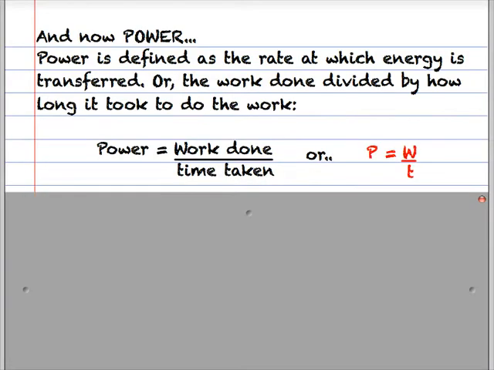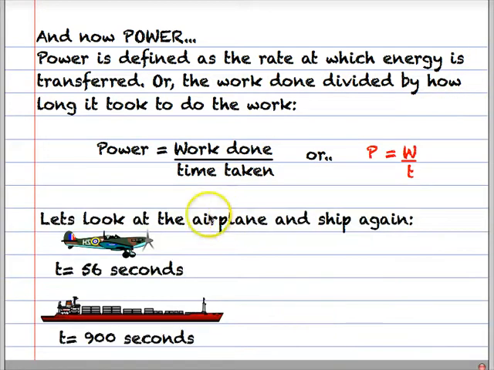Now let's move on to power. So power is defined as the rate at which energy is transferred, how quickly the energy is actually used. In terms of an equation, we've got power equals work done over time taken, or P equals W over t. Looking back at the aeroplane and the ship, we worked out how much kinetic energy they have. We can now work out their power by dividing the kinetic energy, which is equal to the work done in reaching that speed, by the time it took them to reach that speed. So their power is equal to the kinetic energy gained divided by the time it took.